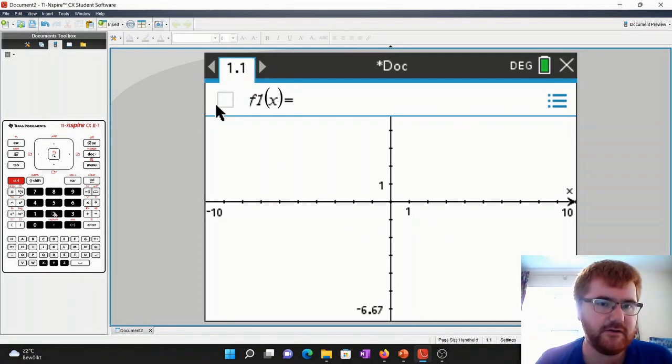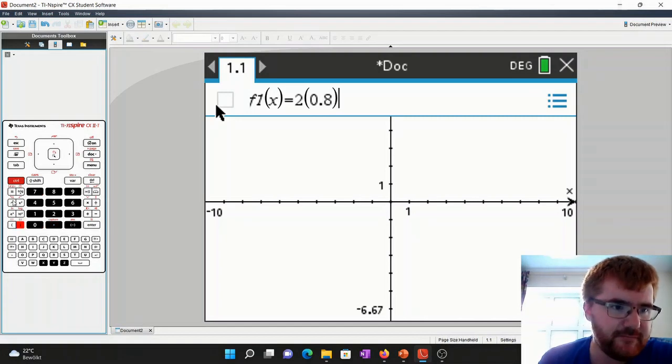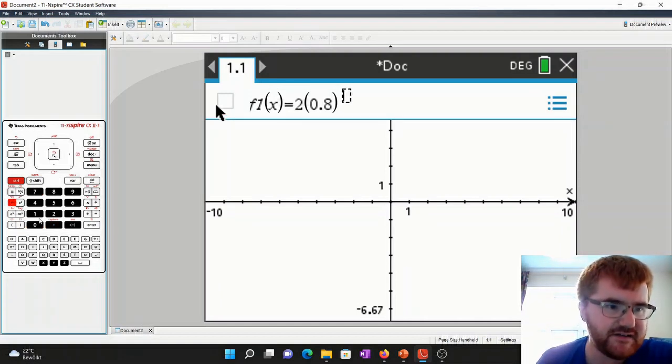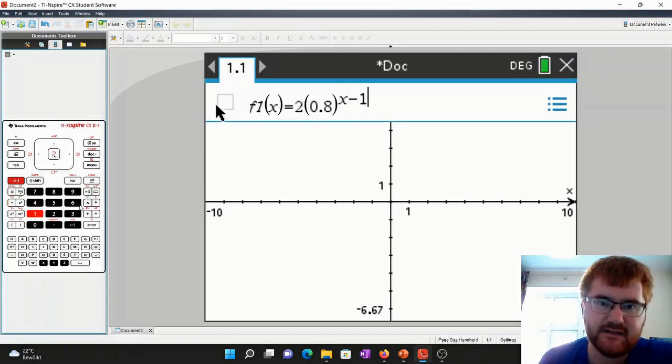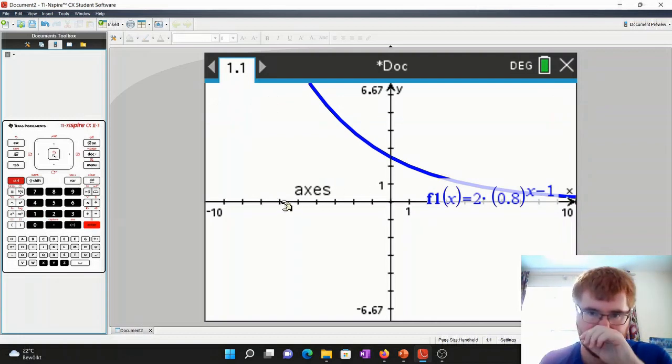I'm just going to type in 2 open brackets 0.8, and you can see the buttons I'm pressing here. And again, the calculator works in terms of x, so we're going to type it in instead x minus 1. That's going to give us a random graph. Don't worry about how it looks so far. It's actually quite a nice graph to look at here.